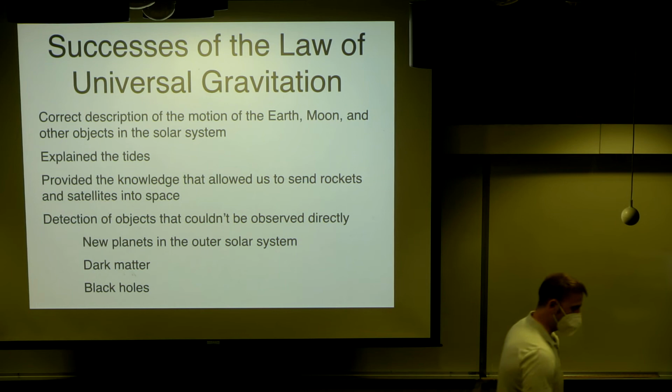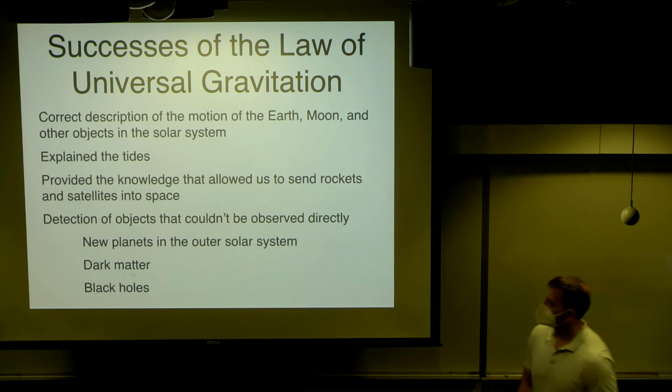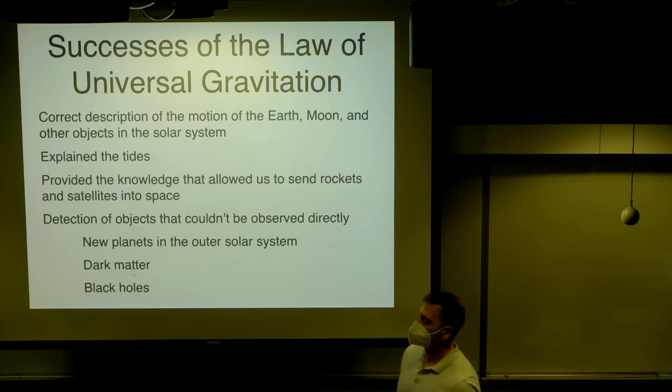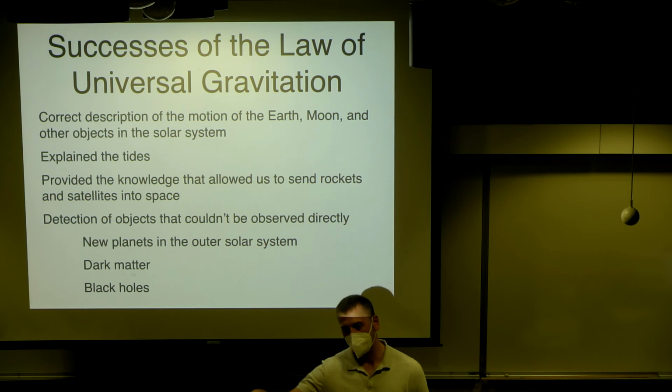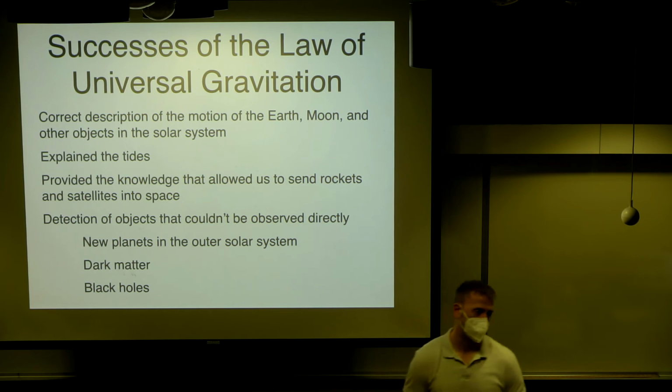It can do some other things if you really get into the math, like explaining the tides. When you're looking at large bodies of water, they have tides that come in and out periodically throughout the day. That's actually an effect of the moon's gravity on the Earth, and it's perfectly explained by Newton's law of gravitation.